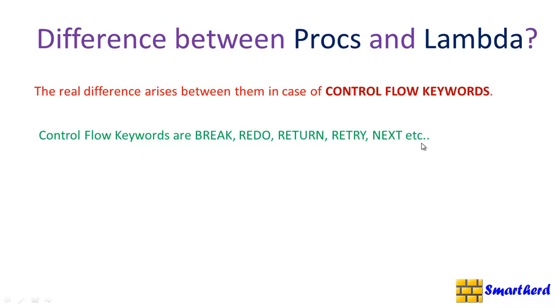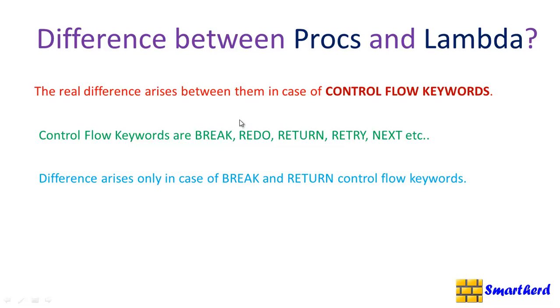All these statements we have seen in the earlier tutorials, guys. We have learned a lot. We have seen a very sweet example in each case. Now, in the case of only break and return, we can see the difference between procs and lambda. But in the case of redo, retry and next, if we execute the programs, we won't see any significant difference. The difference arises only in the case of what? Break and return.